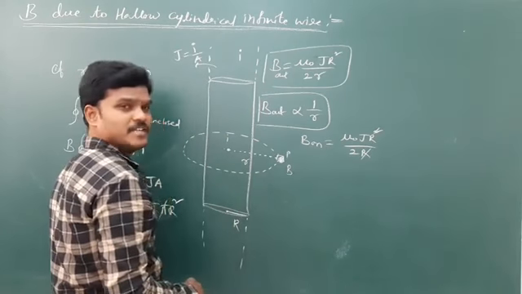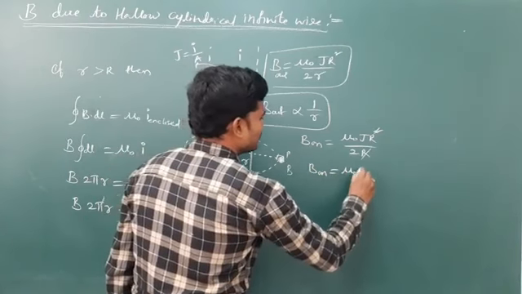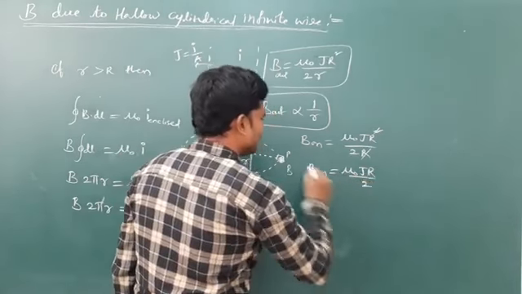Otherwise, capital R you replace with a small r. So B on the surface is a constant, mu naught J R by 2.